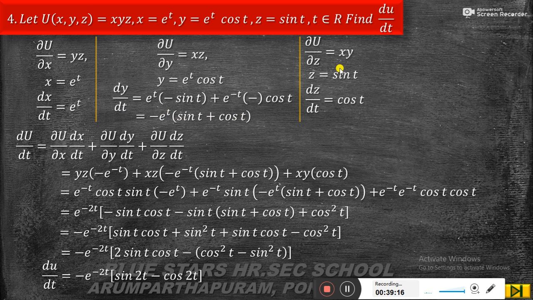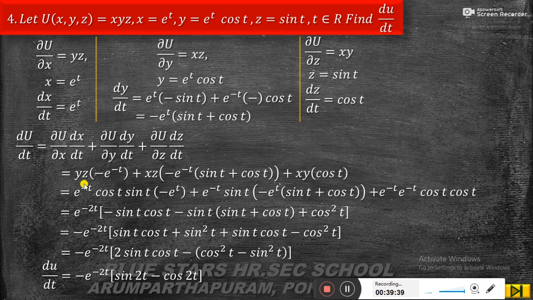Next, ∂u/∂z. ∂u/∂z means xy into the derivative of z, which is 1. So xy. Here z equals sin t, so dz/dt equals cos t. Now I substitute into the formula: du/dt equals ∂u/∂x into dx/dt, plus ∂u/∂y into dy/dt, plus ∂u/∂z into dz/dt.